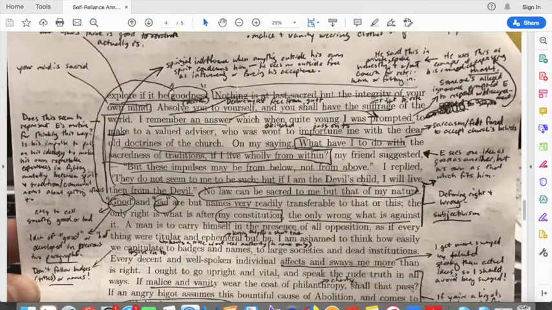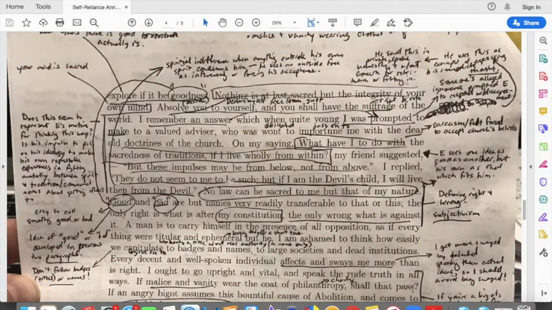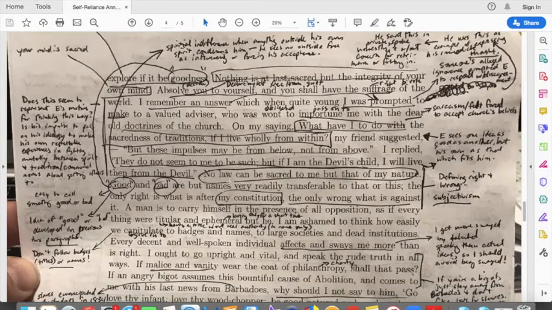Now, subversive, basically saying, well, he gives this example of how he, as a minister in training, was taught by an advisor once the old doctrines of the church, and basically Emerson interrupted the guy and said, "Hey, old preacher, what do I have to do with any of this tradition stuff that you're trying to teach me?" And then he was reprimanded, reproved somewhat by this older man, and the end outcome was, to the man, Emerson said, "They do not seem to me as such, but if I am the devil's child, I will live then from the devil."